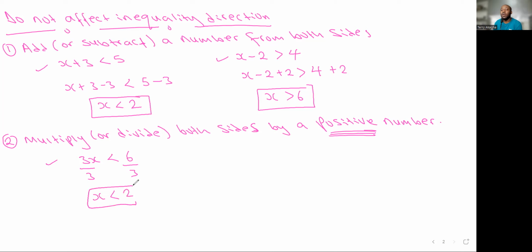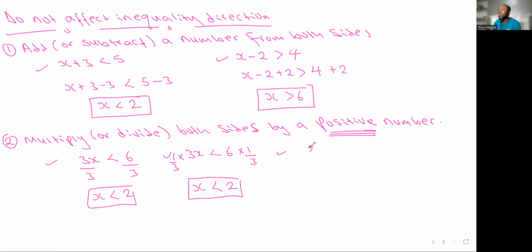Or you can also put it like, we have 3x less than 6, and we're multiplying both sides by 1 over 3. Same thing, and then x will still be less than 2. Because you're multiplying or dividing both sides by a positive number, nothing is going to change.